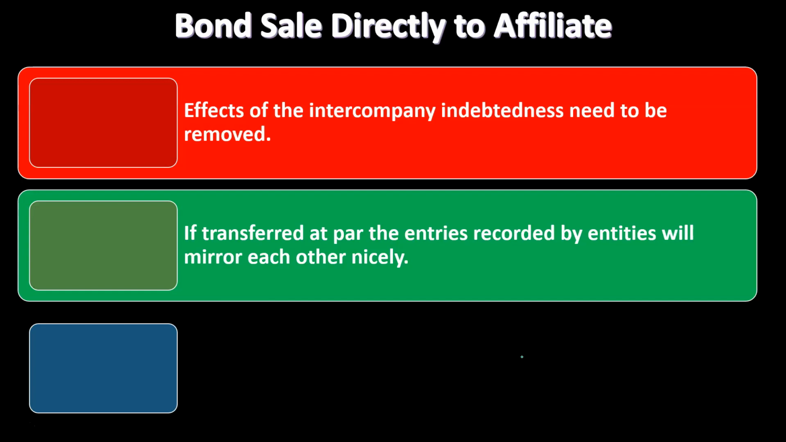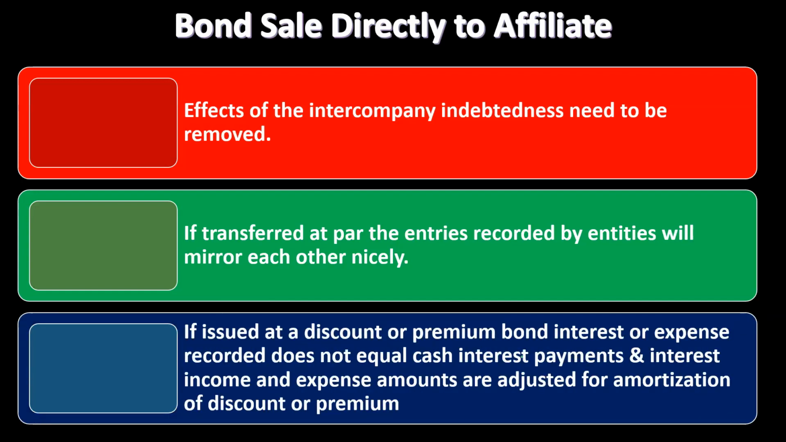So in other words, if we transferred it at par, there's no premium and there's no discount, then you'll have a nice mirroring process of the transaction, and it'll be fairly simple to remove the transaction. If issued at a discount or premium, bond interest expense recorded does not equal cash interest payments, and interest income and expense amounts are adjusted for the amortization of discount or premium.